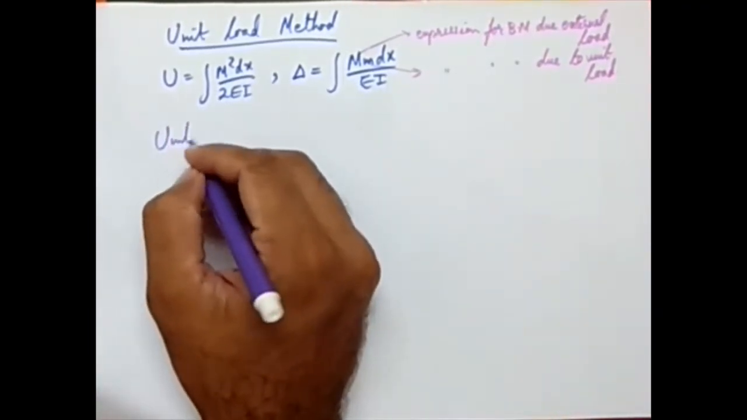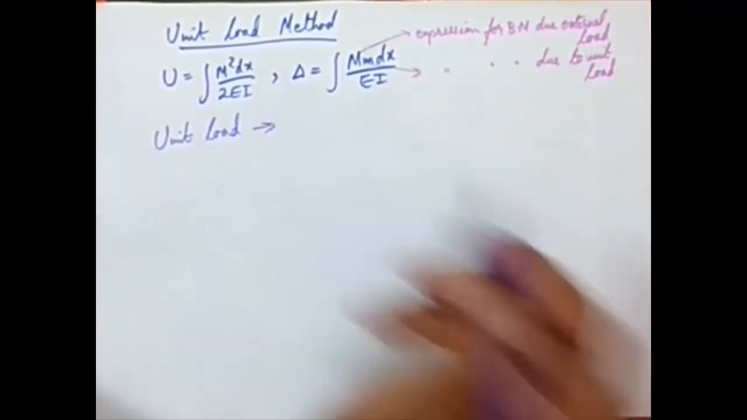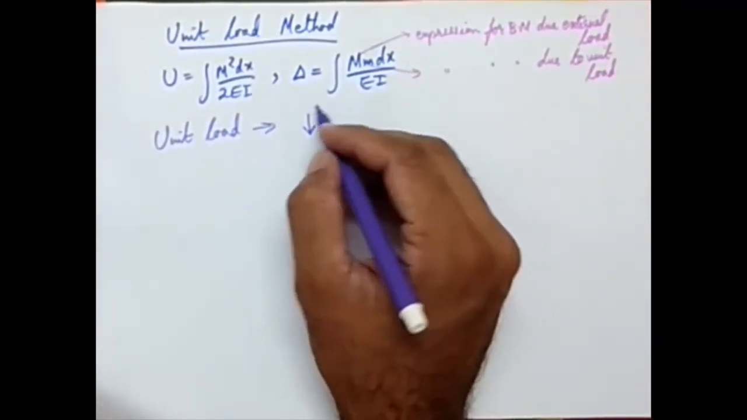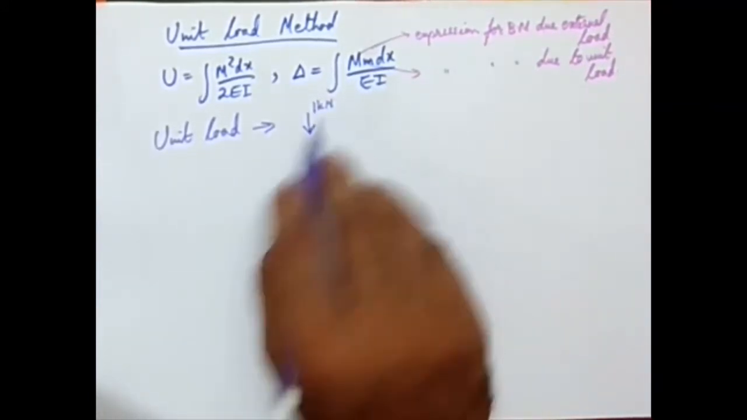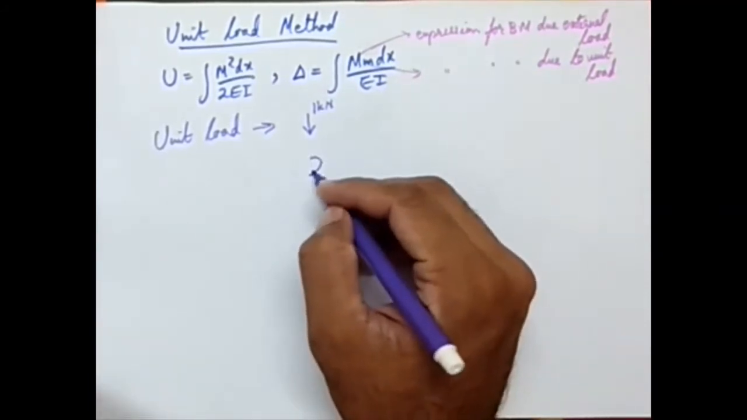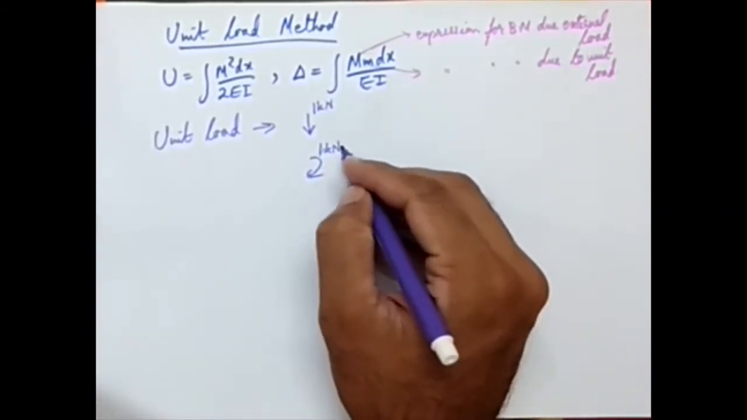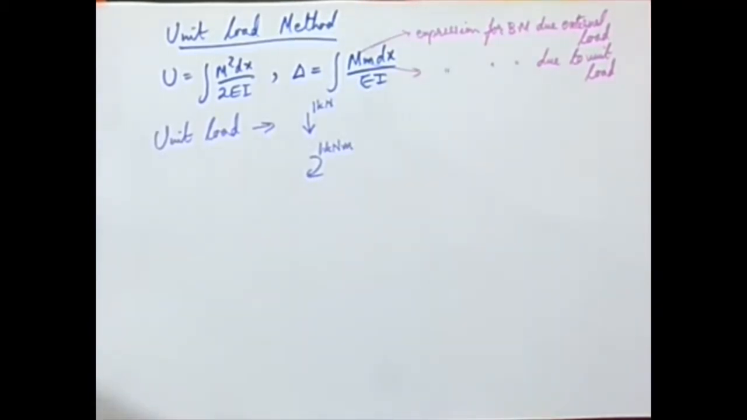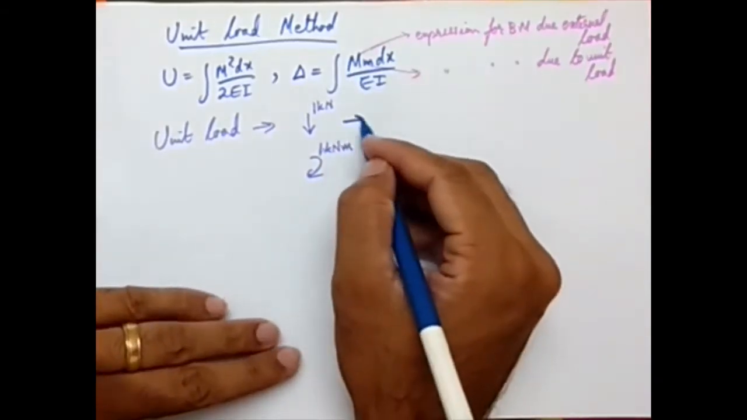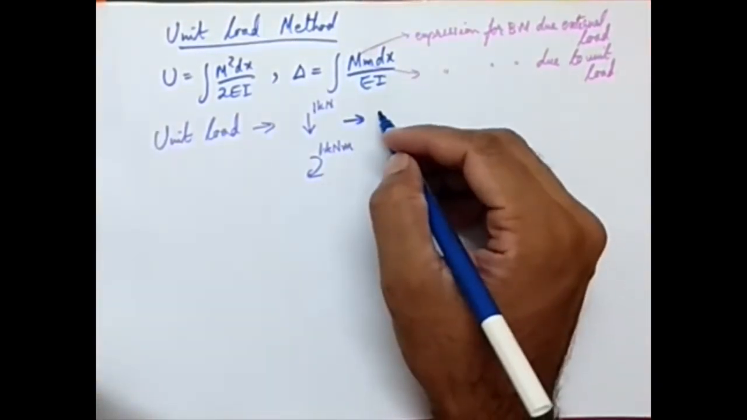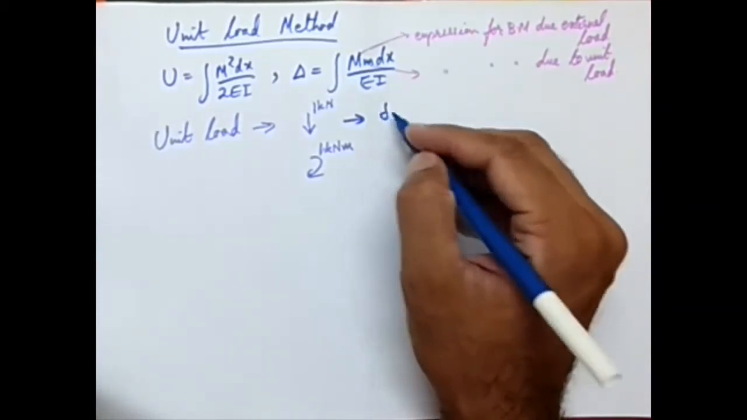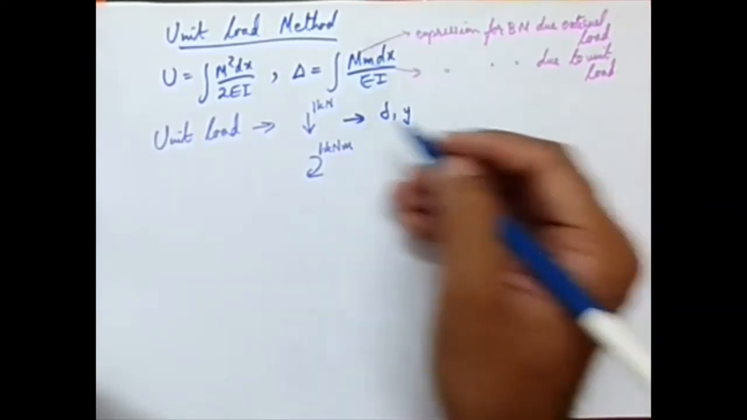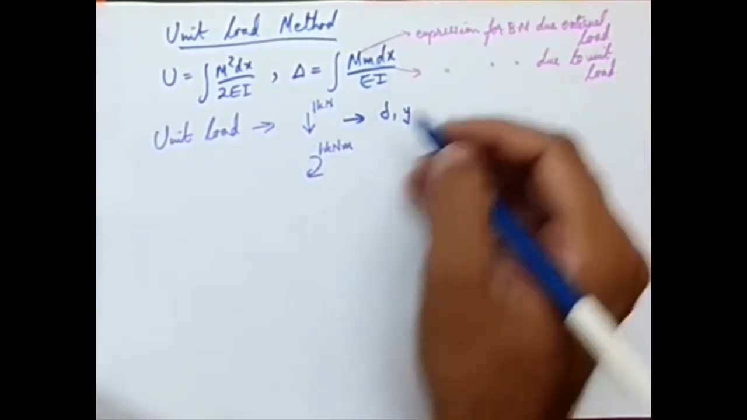There are two types of unit load we will be applying in these cases. One is a force like this, having a magnitude of 1 kilonewton. The second one is a moment having magnitude 1 kilonewton meter. Depending upon the load applied, if we are applying a load like this, what we are going to get is a deflection. Deflection is represented either by delta or by y. These are the different notations for representing deflection.